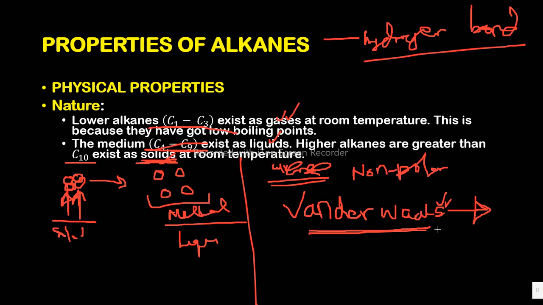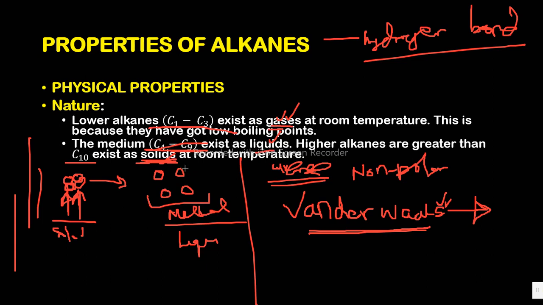And so the harder they become to break, the higher the boiling point and the higher the melting point. The stronger they get, the higher the heat required to break them. And so the higher the heat, the higher the boiling point and melting point. So lower alkanes exist as gases at room temperature, the medium ones are liquids, and the higher ones are solids.